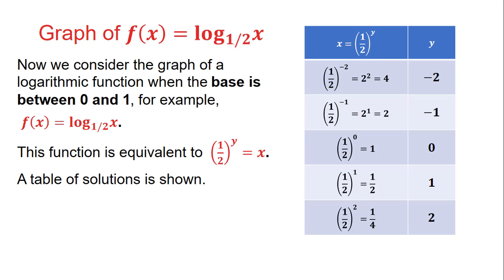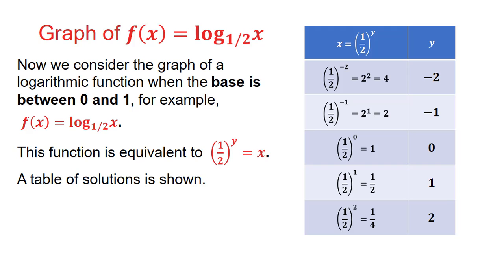Now we're going to look at what happens when the base of the log is between 0 and 1. So in this case, y is equal to log to the base 1/2 of x. When we convert it to the exponential form, it is (1/2)^y = x. And we have a table of solutions, so we would do the same thing that we just did previously. We'll input the values of y, which are -2, -1, 0, 1, and 2.